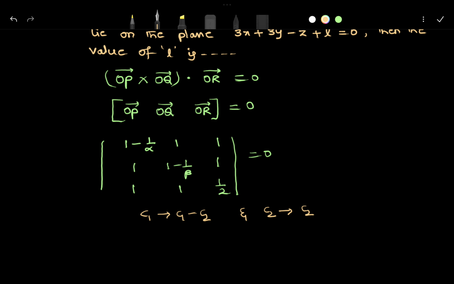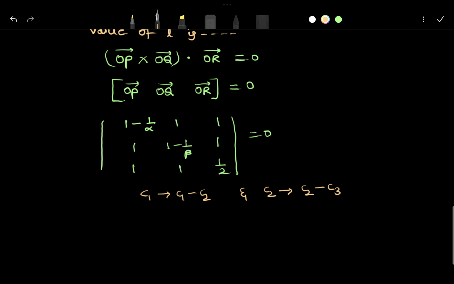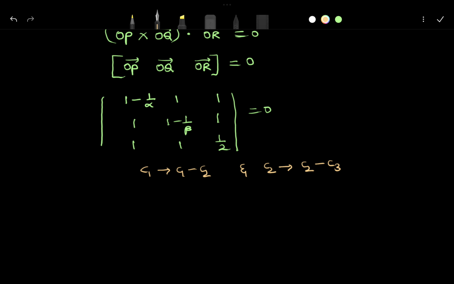C2 gives C2 minus C3. Apply the determinant properties. Now C1 minus C2. First column will be C1 minus C2, that is minus 1 by alpha, next 1 by beta, and next one is 0. Second column C2 minus C3, that is 0, next minus 1 by beta, and next is 1 minus 1 by 2, that is 1 by 2, and next one is 1 and 1 by 2, is equals to 0.